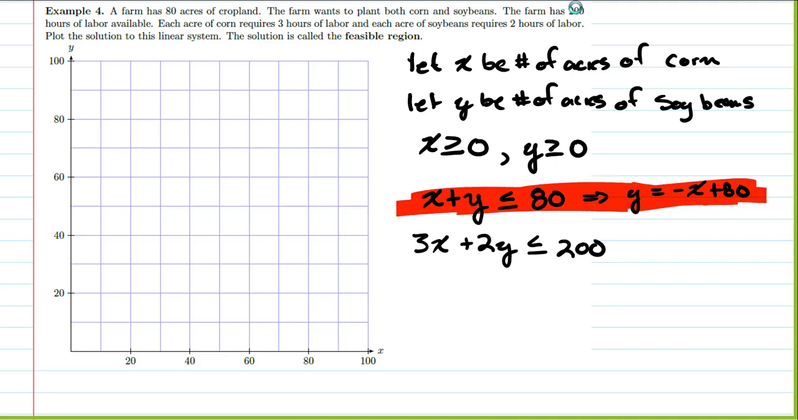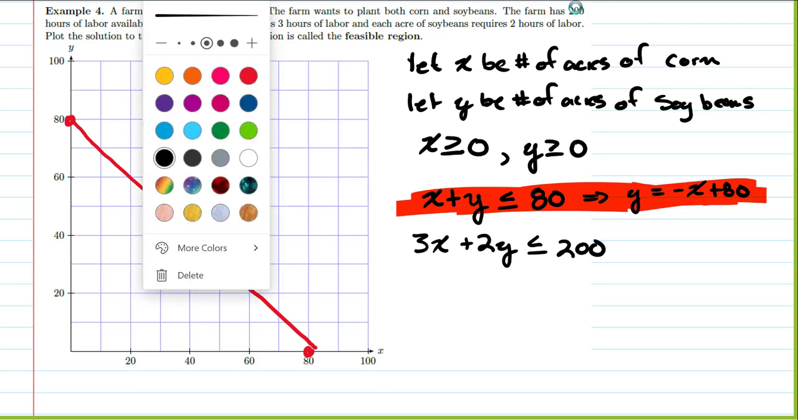It has y-intercept 80, so that's here, and it has slope negative 1, so that means it's going to go here, and we're going to do this with our filled in dot. Then if we check, is 0, 0 a solution to that system? Sure, 0 plus 0 is less than 80, so that would be a solution. So we need to get rid of everything that's over here.